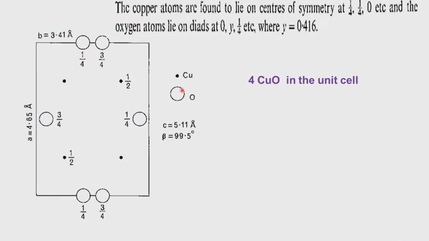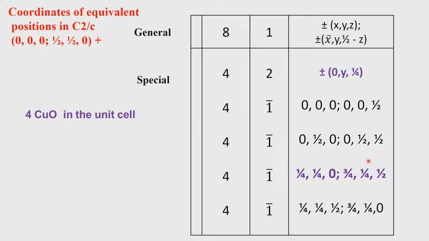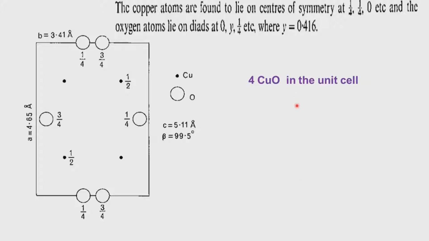If we go and see the structure, we see that the copper atoms are found to lie at centers of symmetry, which is 1/4, 1/4, 0. I have highlighted this here. The highlighted one is the place where the copper atoms decide to occupy. The oxygen atoms likewise decide to occupy the two-fold symmetry, which also generates 4 equivalent points. So, the oxygen atoms decide to sit there, the copper atoms decide to sit here, and so you get this structure which is written here.